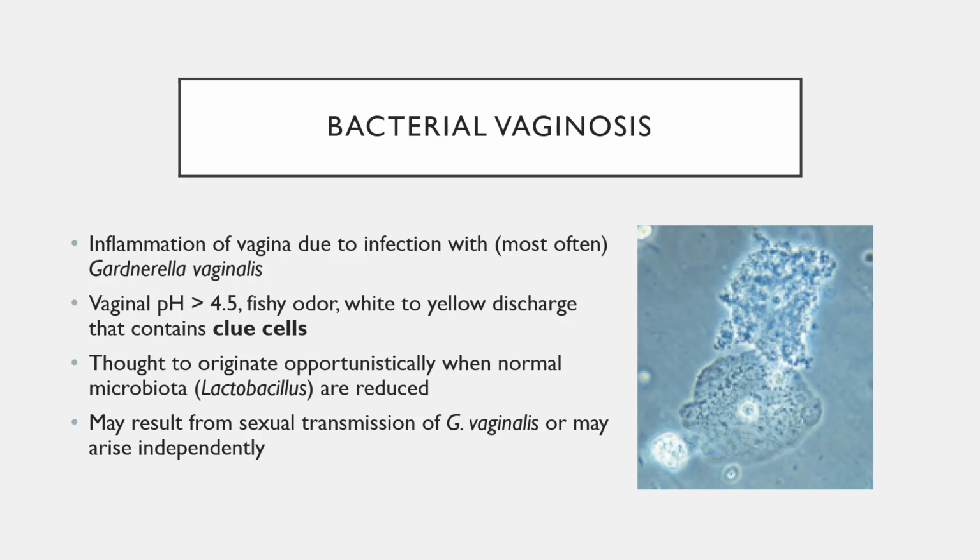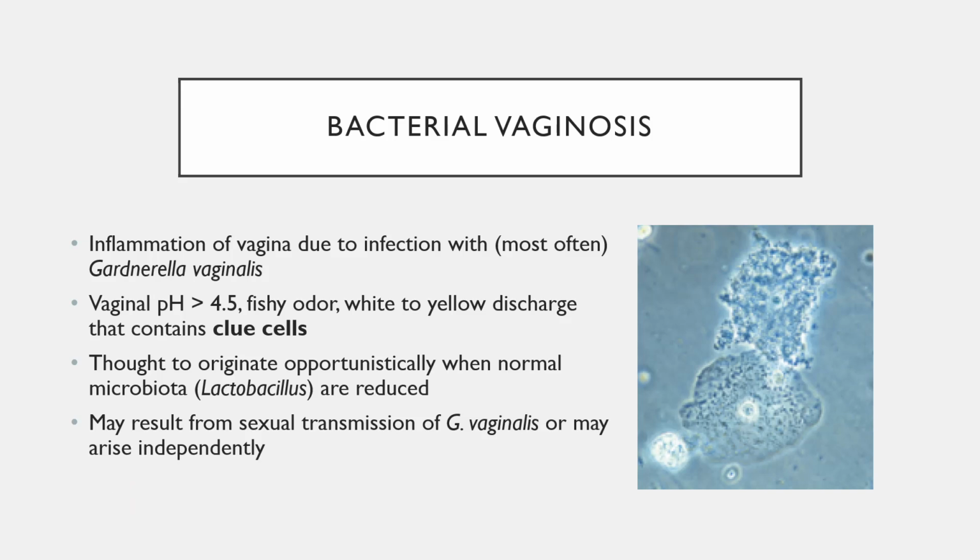And clue cells are shed cells of the vaginal epithelial lining that are covered in a biofilm comprised mostly of Gardnerella vaginalis. So right here we can see in this microscopy image the upper cell is a clue cell, and you can see the biofilm of bacteria on the surface. Down below, this is a normal cell.